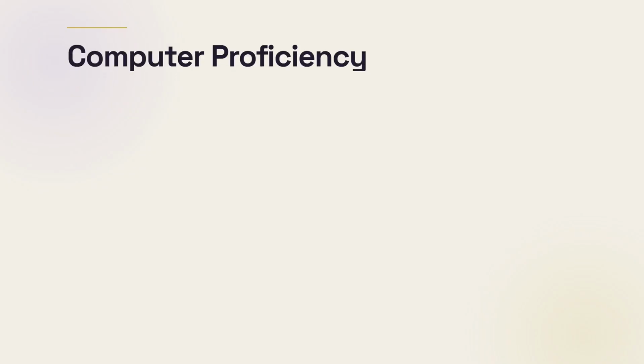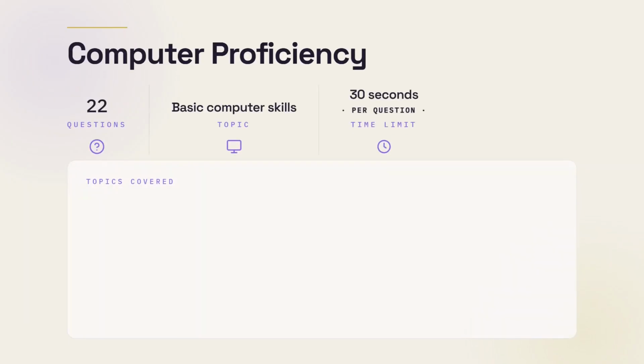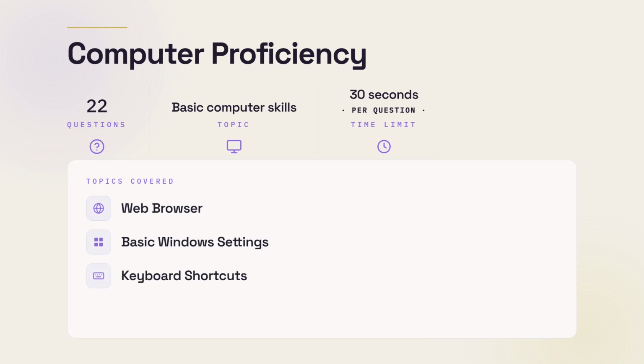The last section of the assessment is the computer proficiency test. I'm not going to talk too much about it because if you're watching this video on YouTube, you're probably going to pass it. It deals with very basic computer stuff like operating a web browser, keyboard shortcuts, basic Windows settings, and emails. You'll have 22 questions and 30 seconds to answer each. That's the assessment in a nutshell.